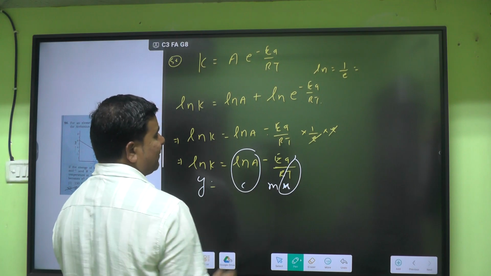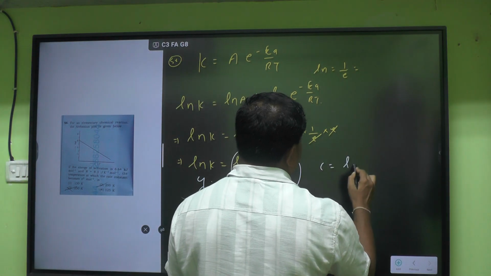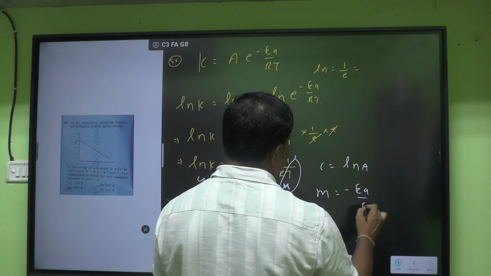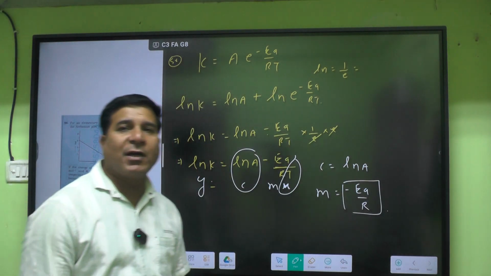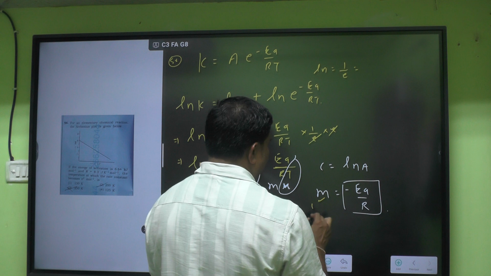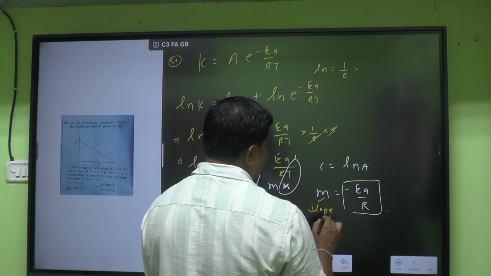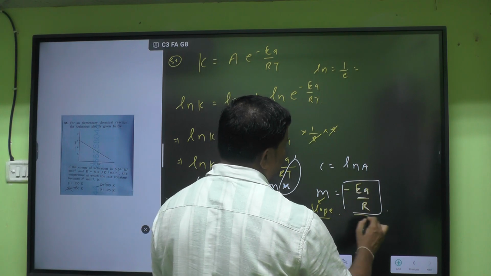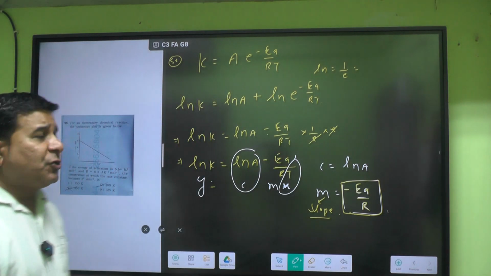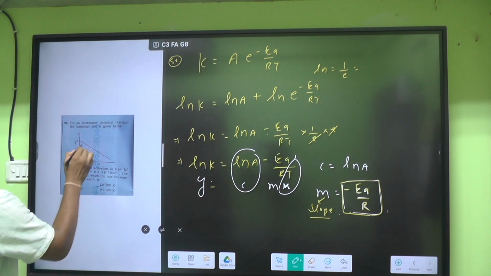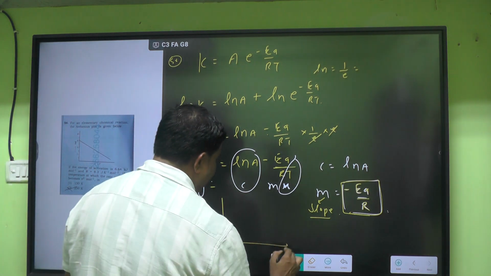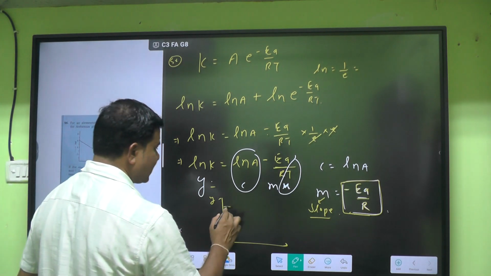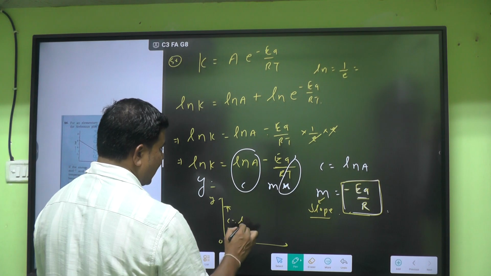What is the intercept? C is ln A. What is the slope of the curve? Minus E upon R is the slope of the curve here. So remember this concept. Now check here, what is the intercept? The intercept is the distance taken on the y-axis from the origin. So now c is equal to ln A.